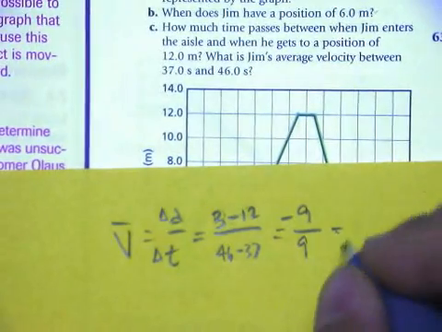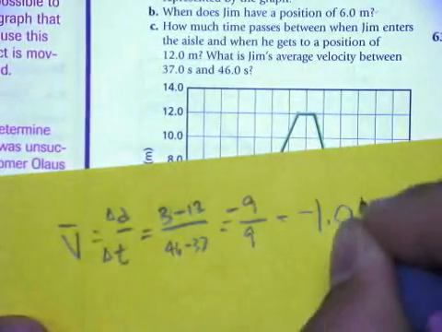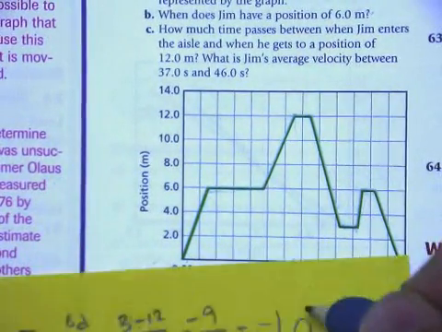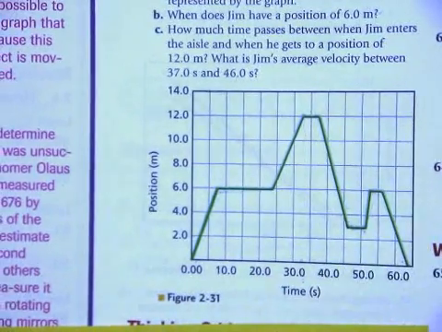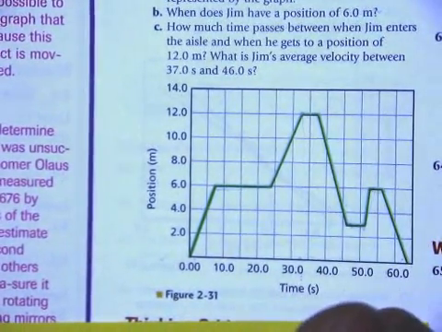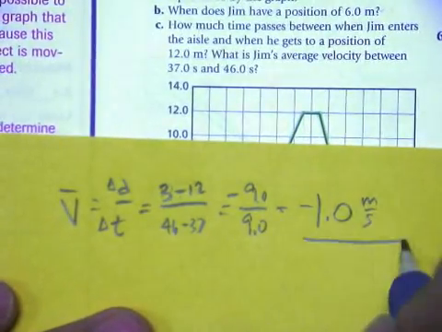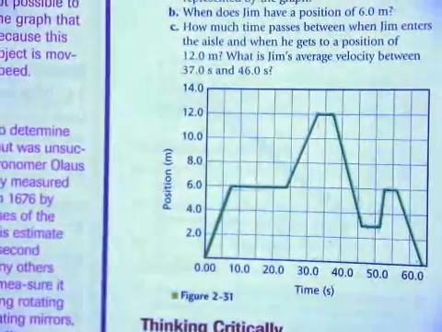So -1. I would say -1.0 meters per second because these all have 1 to the right of the decimal point. So when I do my subtraction and such, that would be 9.0 over 9.0. So that's part C. -1 meters per second.